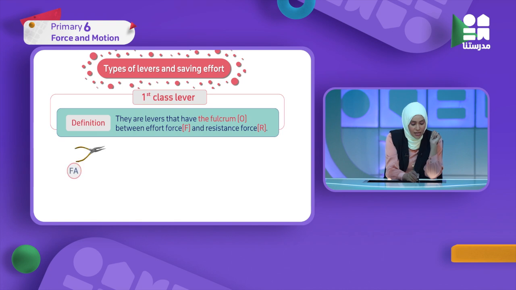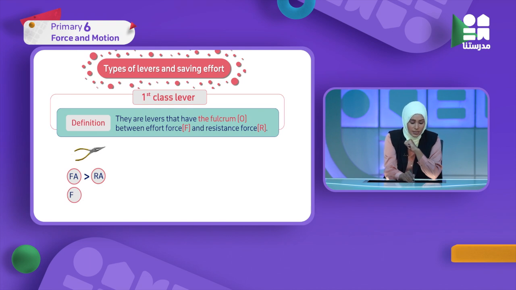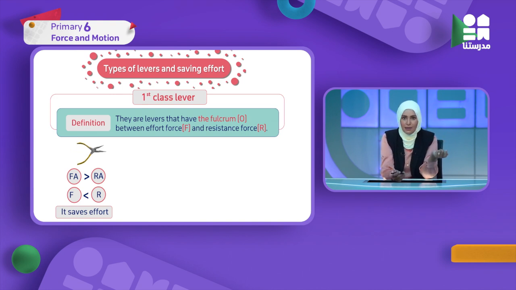If we look here, you can see that the force arm is bigger than resistance arm. The force arm is big and long. Okay? So we can say that the force is smaller than resistance. I taught you that the arms are always opposite to the forces. So we can say that this tool saves effort, conserves effort or has mechanical benefit.